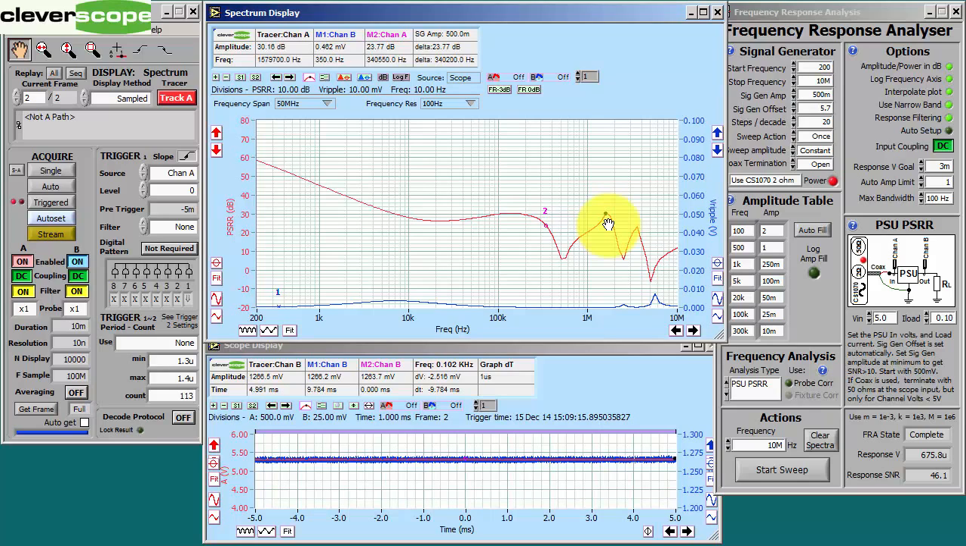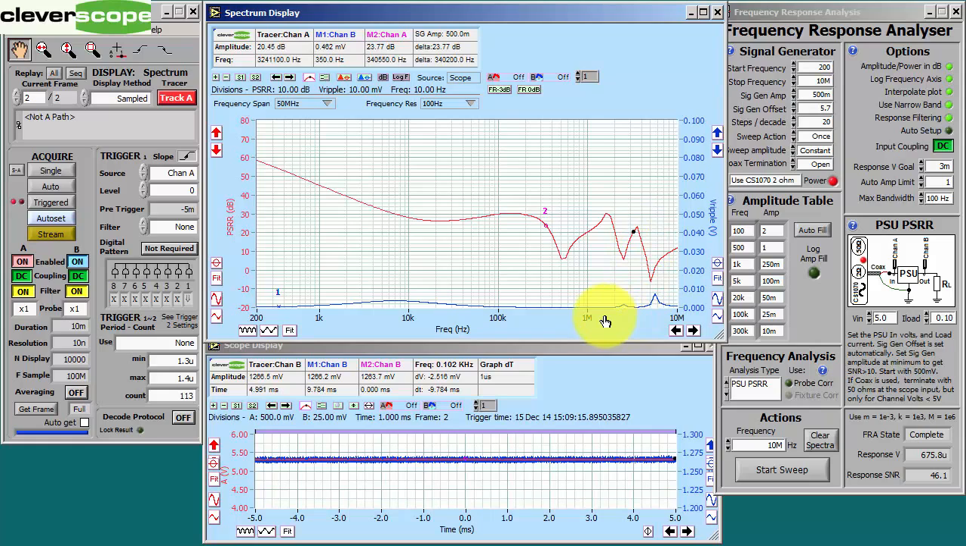They're 22 microfarad capacitors. This is probably the output inductor, which is a 1.5 microhenry. And this peak here is probably due to an extra capacitor on the output of 1 microfarad.